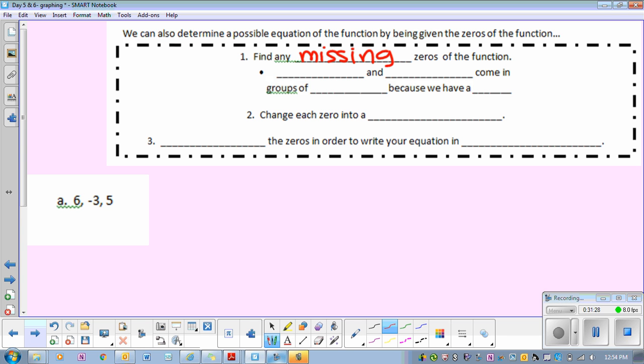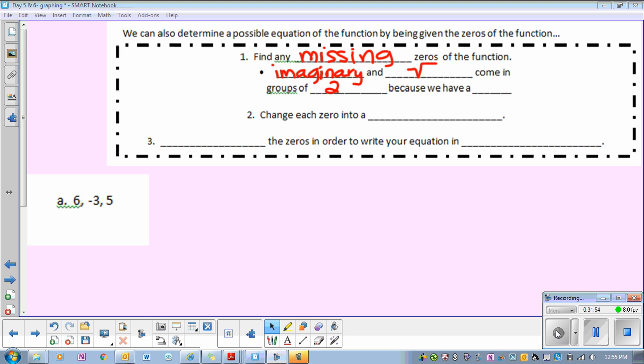So imaginary and square root zeros come in groups of 2, so they have pairs, all right? Because we have a conjugate. What does conjugate mean? Okay, so we'll talk about that when we get to that.